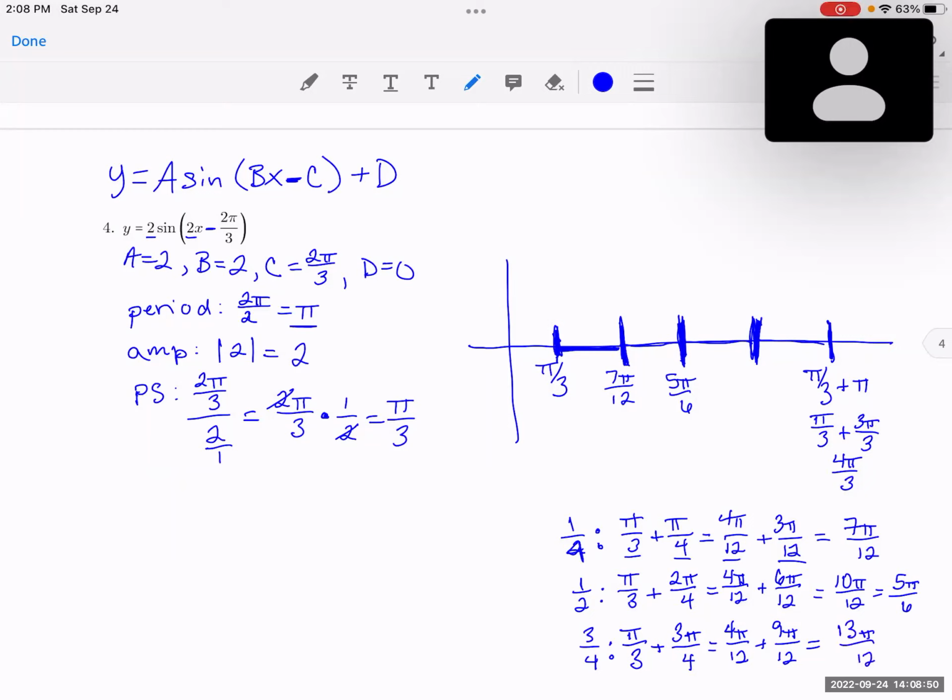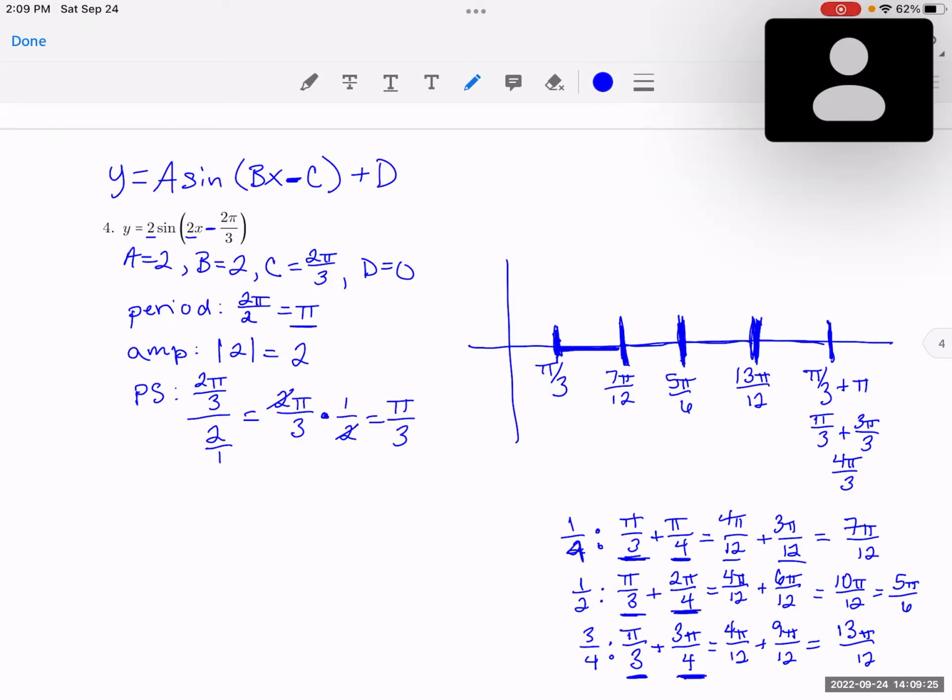The big thing here is how to logic out these values. So your quarter point is going to be wherever you start plus 1/4 of your period. Your halfway point is going to be where you start plus 2/4 of your period. And your 3/4 point is going to be where you start plus 3/4 of your period. And then you can fight through the arithmetic to get these x values. Now, once you have your x values, the hard part here is done.